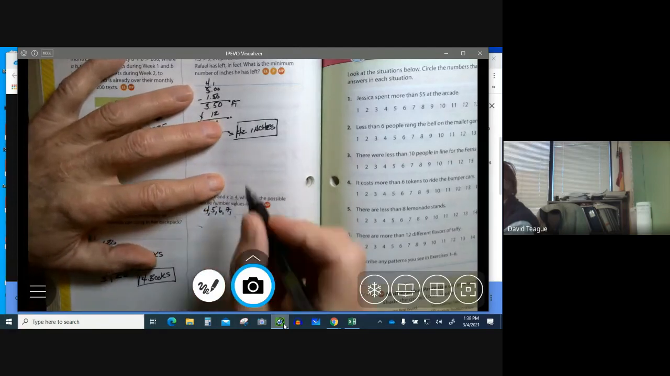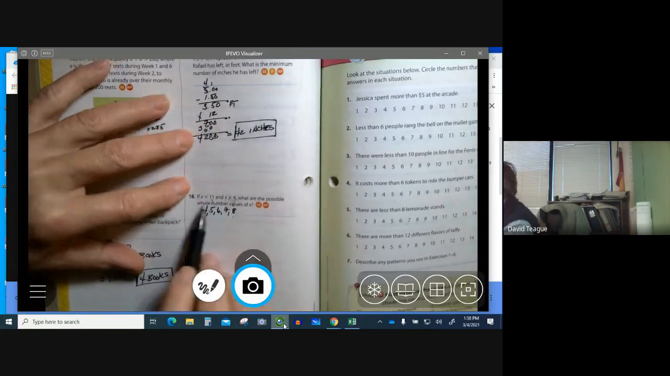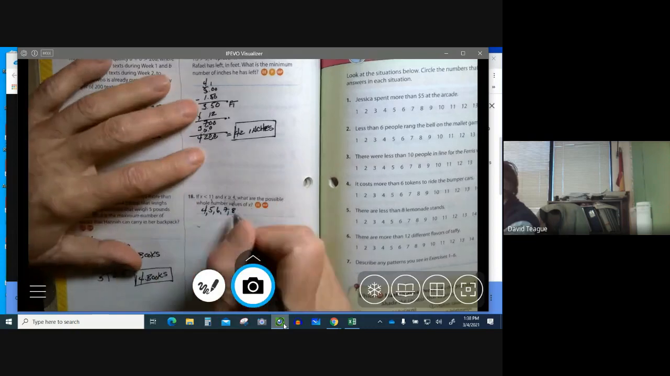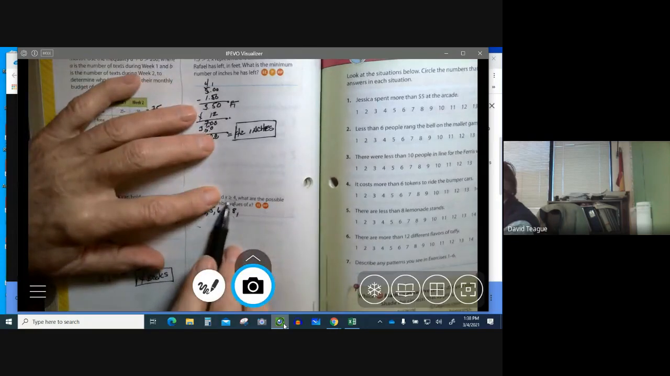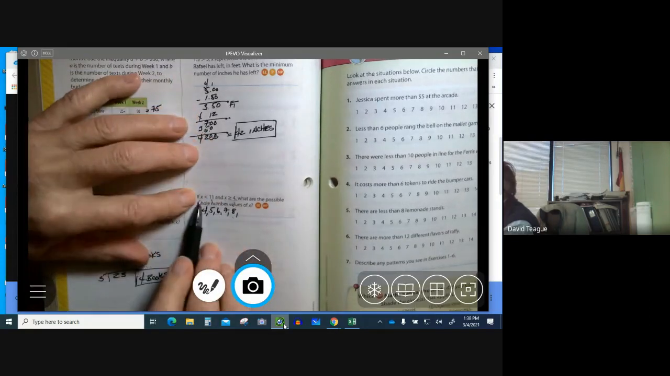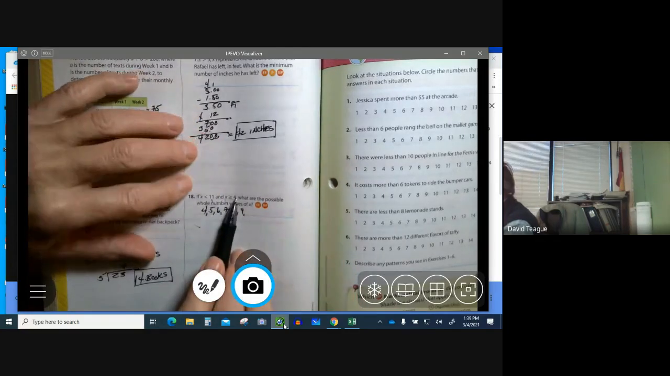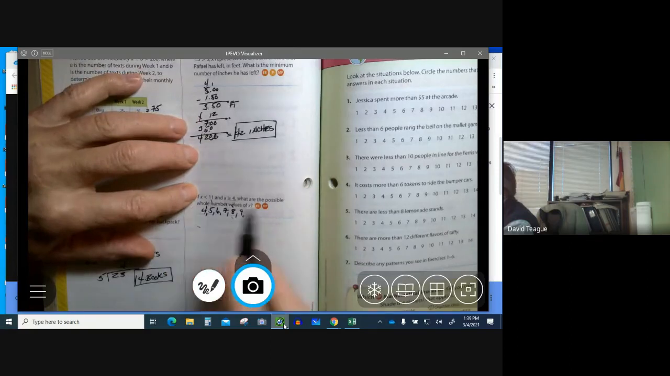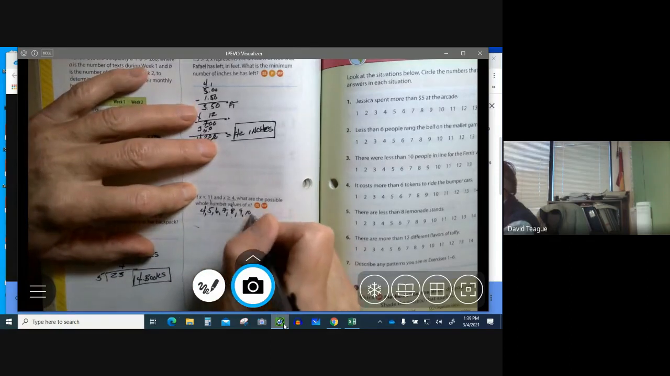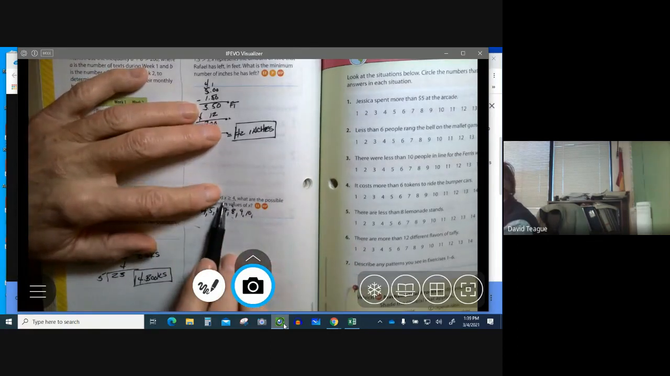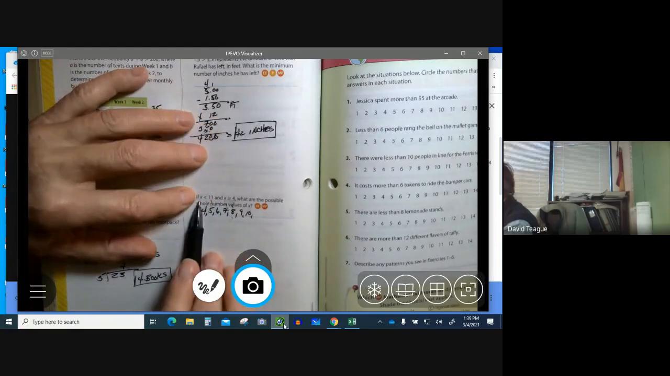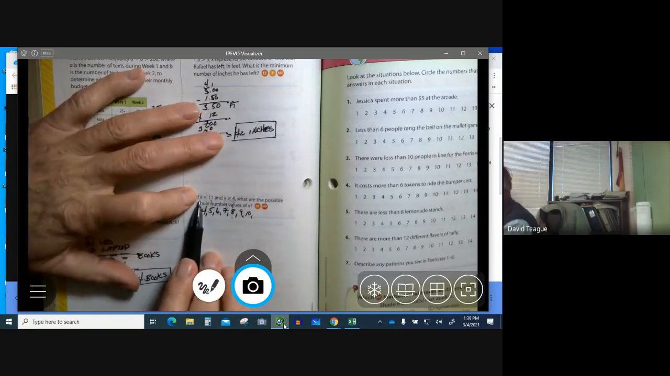8 is greater than 4. Is 8 less than 11? Yep. How about 9? 9 is greater than 4. Is 9 less than 11? Yep. How about 10? 10 is greater than 4. Is 10 less than 11? Yes. How about 11? Is 11 greater than 4? Yep. Is 11 less than 11?